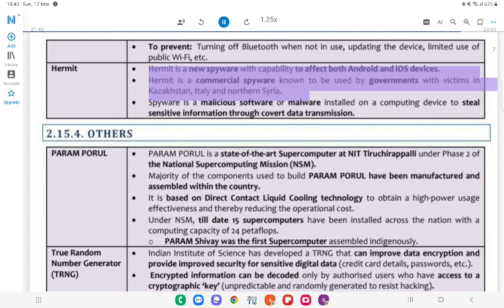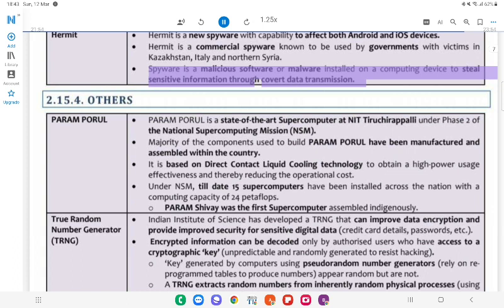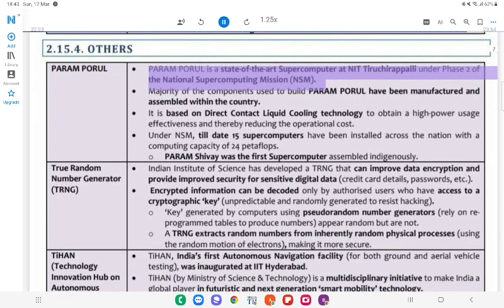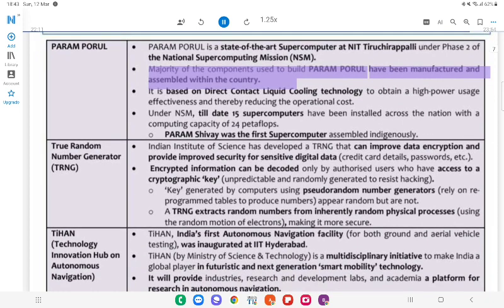Hermit is a commercial spyware known to be used by governments, with victims in Kazakhstan, Italy and northern Syria. Spyware is malicious software or malware installed on a computing device to steal sensitive information through covert data transmission. Param Pravega is a state-of-the-art supercomputer at IISc under Phase 2 of the National Supercomputing Mission (NSM). Majority of the components used to build it have been manufactured and assembled within the country.